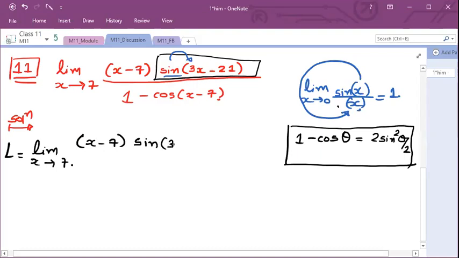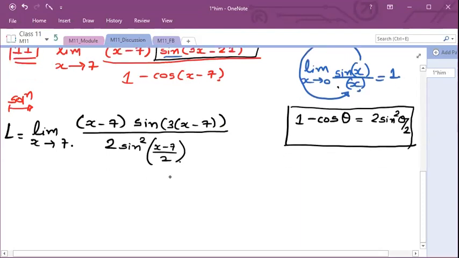Sine 3 times x minus 7, I can say. Now 1 minus cos theta is 2 sine square theta by 2. So 2 sine square theta by 2, x minus 7 by 2. Okay, now observe this. Let me rearrange them.